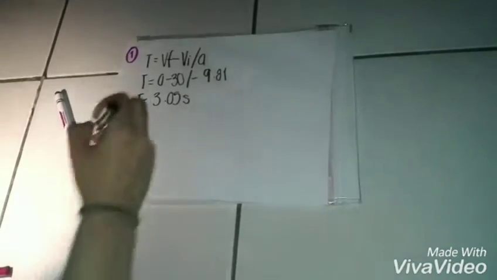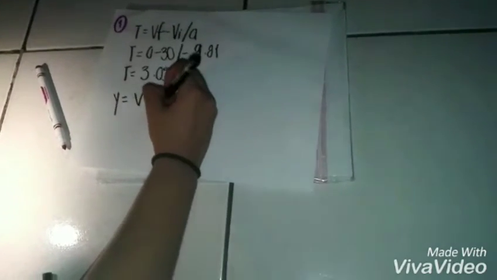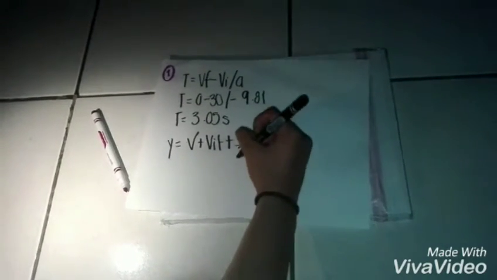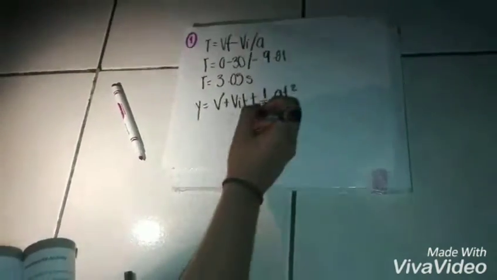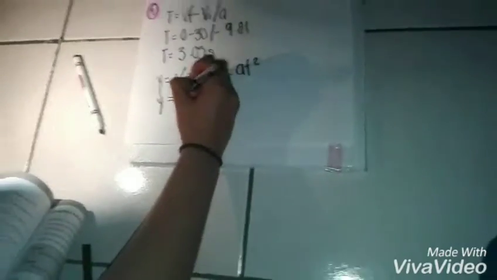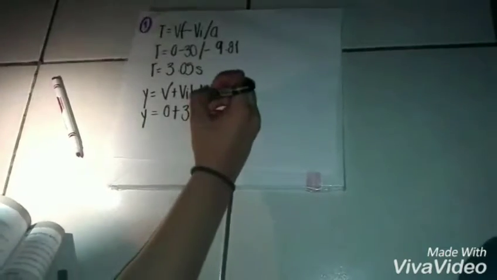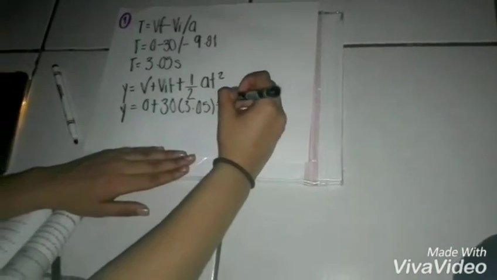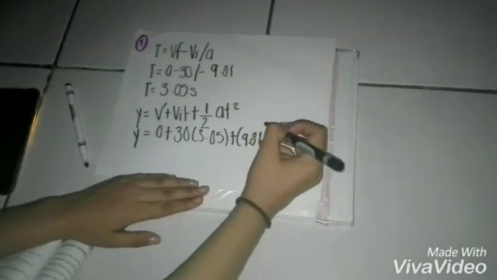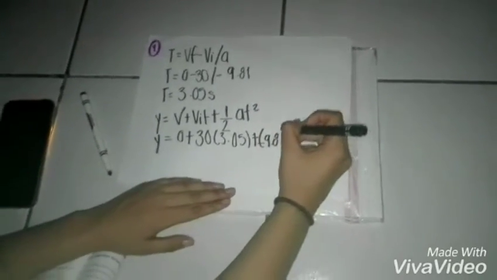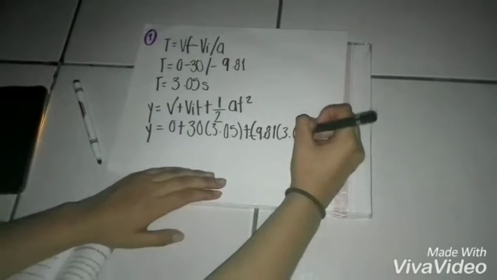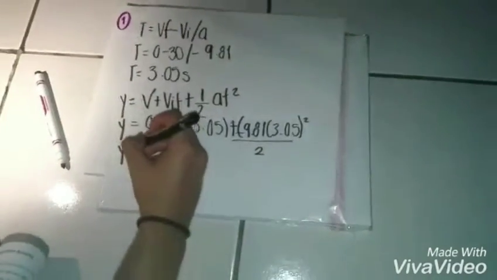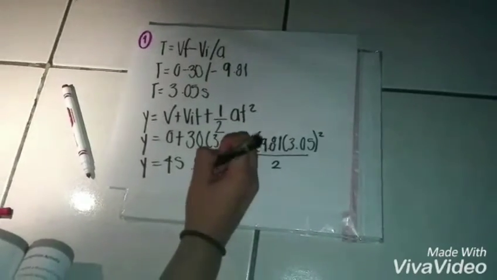Now we're going to calculate the maximum height an object can reach. y is equal to initial speed times time plus acceleration times time squared over 2. And now we're going to do the same as before, and we're going to substitute the values. So the result is y is equal to 45.88.